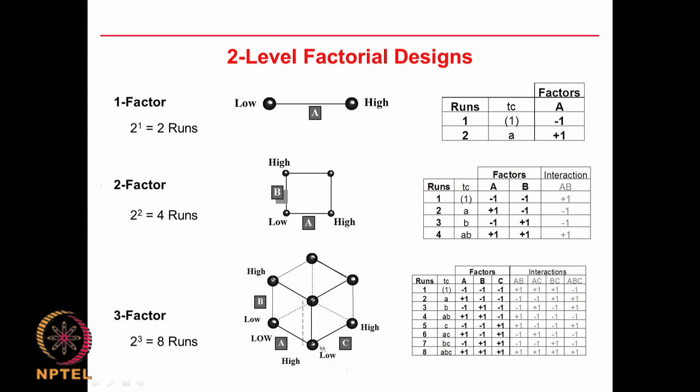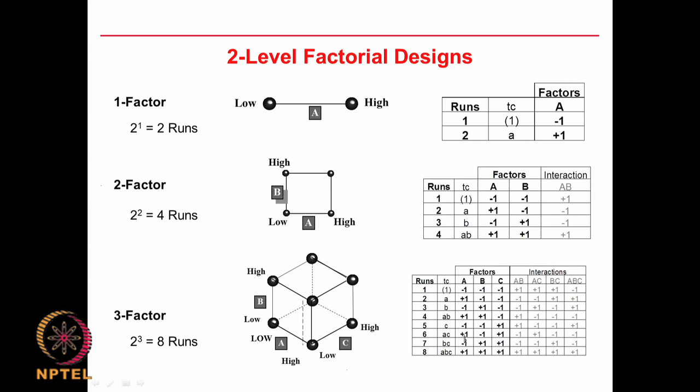A will be at low level and high level, B will be at low level and high level, C will be at low level and high level, 8 runs. So, how do we generate the factorial experiment? Look, minus 1, minus 1, minus 1, then we put A plus 1, minus 1, minus 1, then for B minus 1, plus 1, minus 1, then AB plus 1, plus 1, minus 1. Now, we keep changing C, minus 1, minus 1, plus 1, plus 1, minus 1, plus 1, minus 1, plus 1, plus 1, then all of them are pluses.